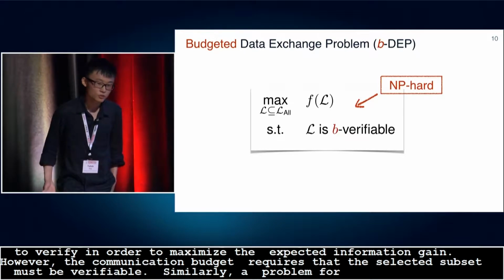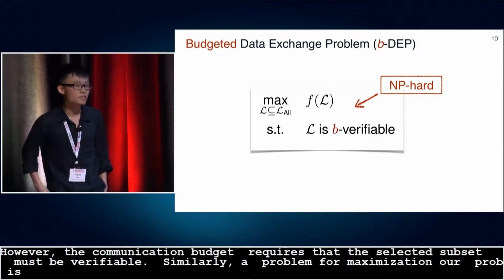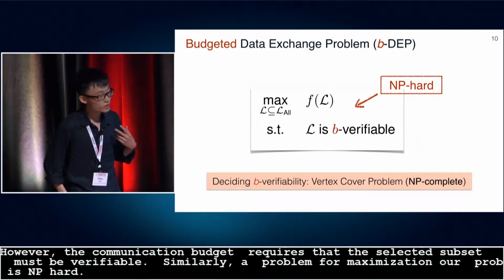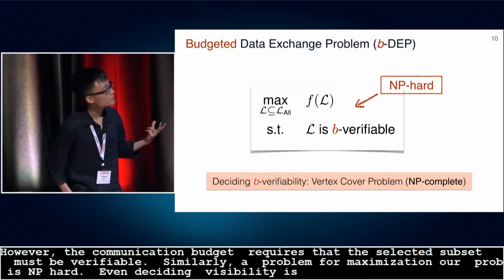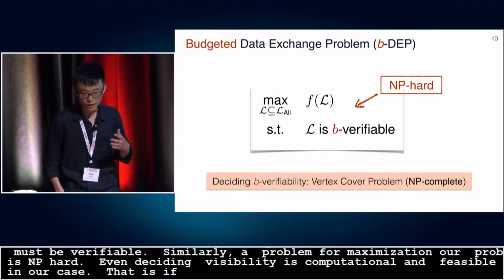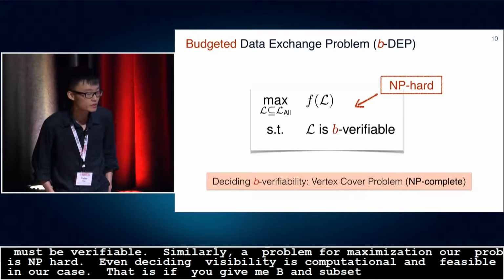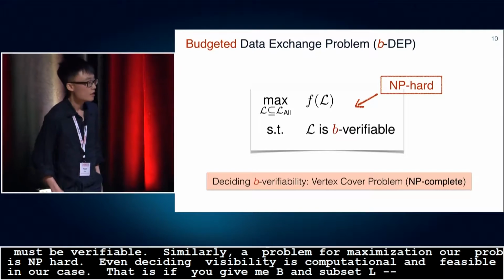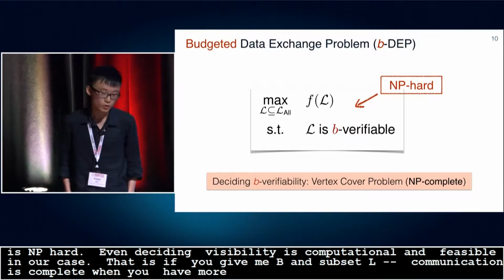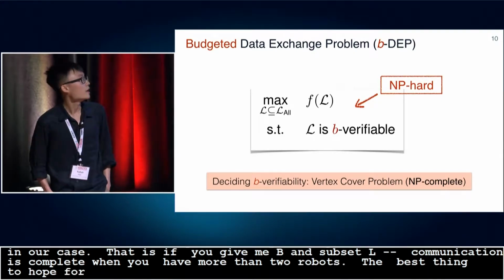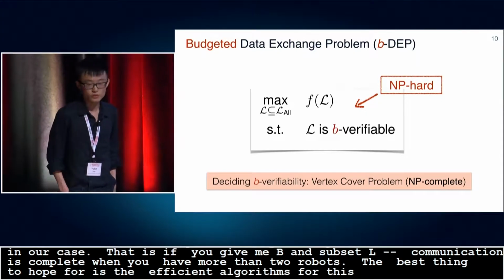However, unlike the classical problems, even deciding feasibility is computationally infeasible in our case. That is, if you give me a budget B and the subset L, merely checking whether L can be verified by B units of communication is already NP-complete when you have more than two robots. Therefore, it's clear that the best thing we can hope for are efficient approximation algorithms for this problem. And that is exactly what we do in this paper.